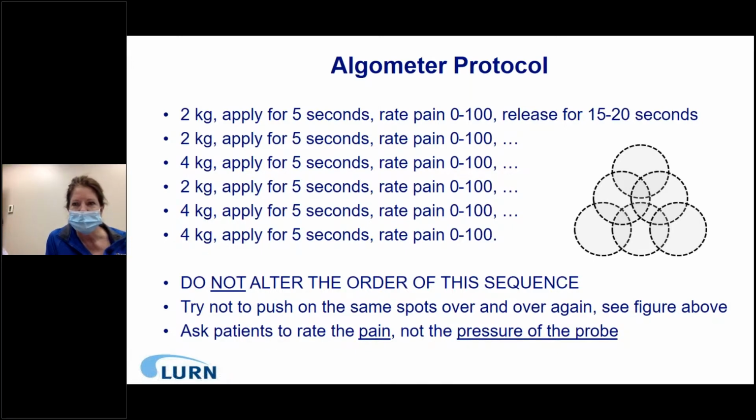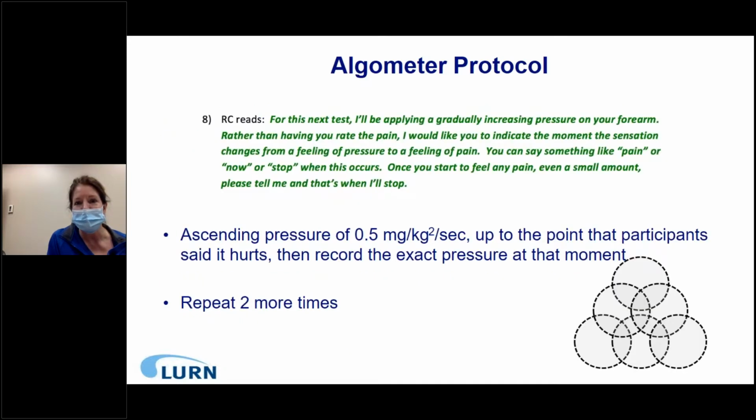You do the 2 and the 2 and the 4 and the 2 and the 4 and the 4. Yes. And then you give them a little break, and then you do the threshold pressures, where you press down slowly until they tell you to stop, and they should tell you to stop when it turns from a feeling of just pressure into pain. If it starts to feel painful, that's when I want them to tell me to stop. And then you just release it from their skin, and then you make sure you write down the number that appears on your little dial before you clear it.